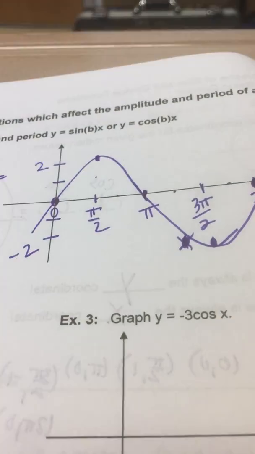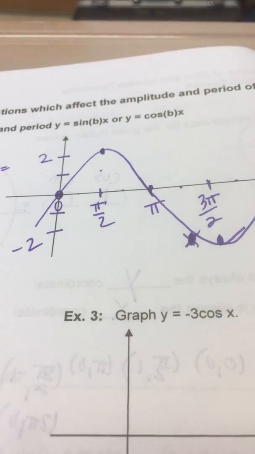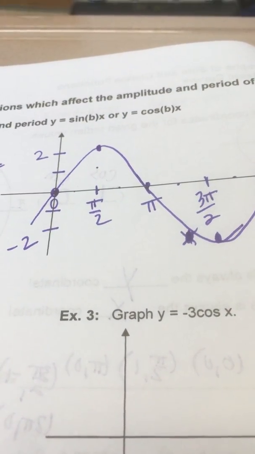Same things along the x-axis, but instead of going to 1 and -1, it goes up to 2 and -2.